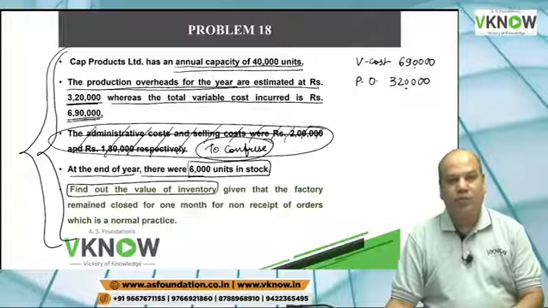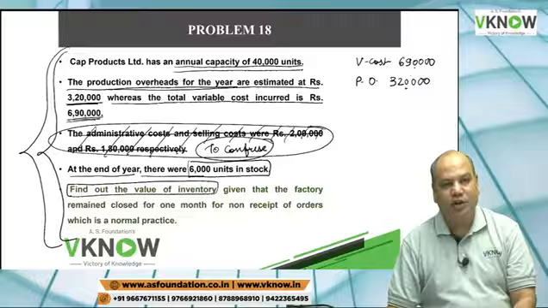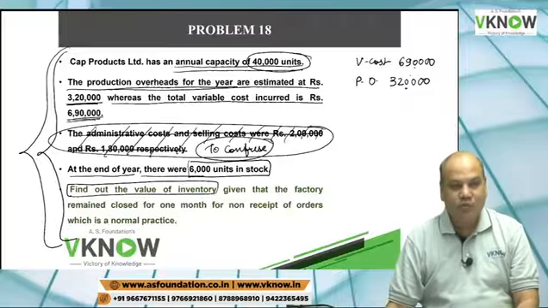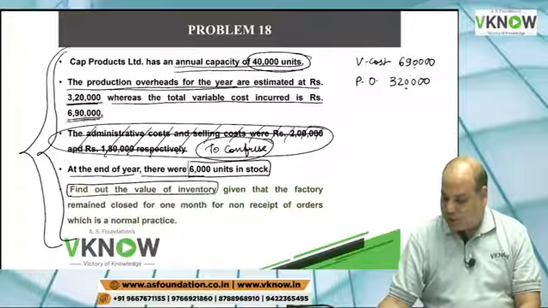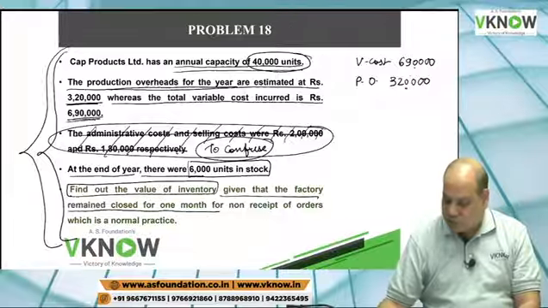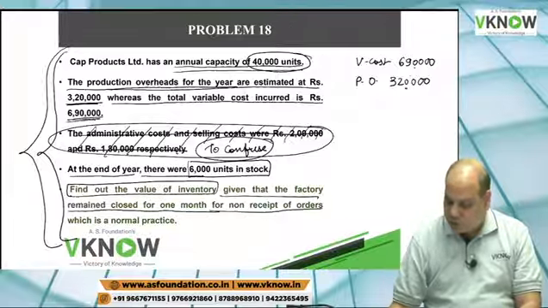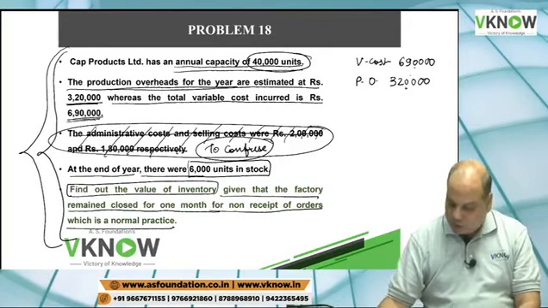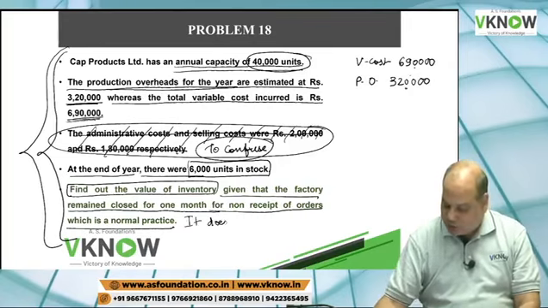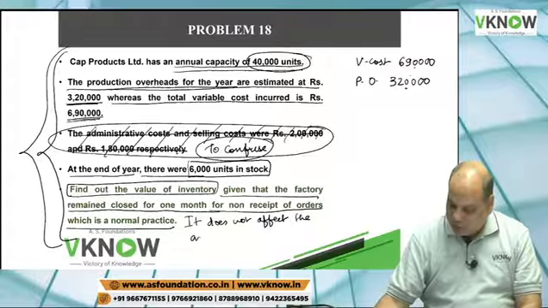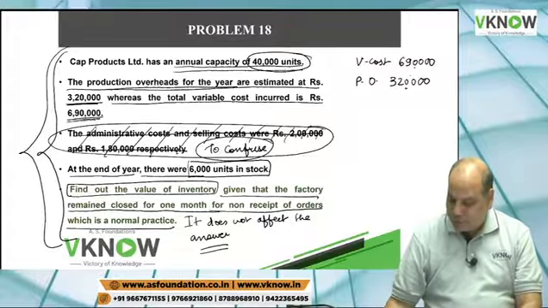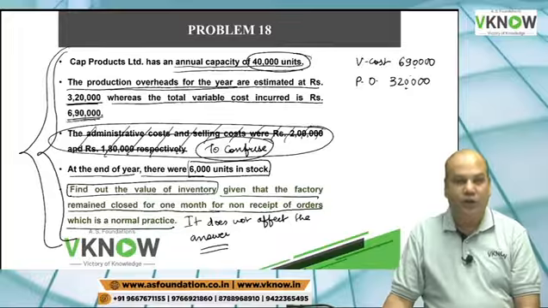In this question, normal capacity and actual capacity are not separately given. Whatever is given is only one figure, 40,000. So therefore we have to work with 40,000 units only. You can't make a mistake even if you want. Given that the factory remained closed for 1 month for non-receipt of orders, which is a normal practice, is it right? Again, it does not affect the answer. Even if the factory remained closed for 1 week, which is a normal practice, it does not affect my answer.